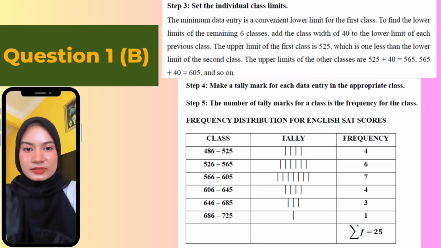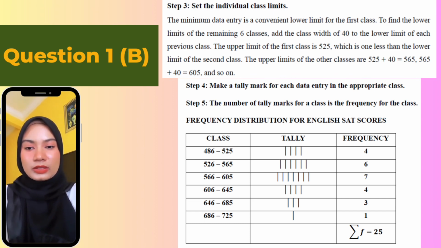Then, step 3 is to set the individual class limits. The minimum data entry is the convenient lower limit for the first class. To find the lower limits of the remaining 6 classes, add the class width of 40 to the lower limit of each previous class. The upper limit of the first class is 525, which is 1 less than the lower limit of the second class.